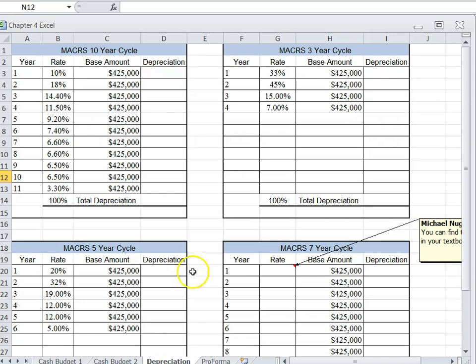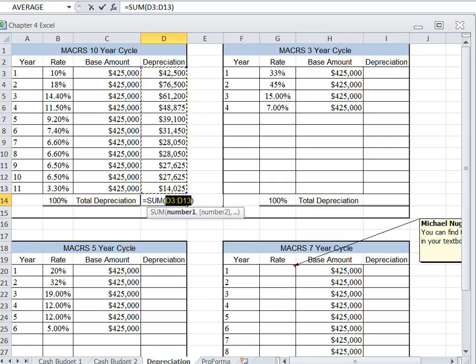Okay, so let's move on to depreciation. Depreciation is another tab in this spreadsheet. And here basically I give you the asset, here's the base amount, and you have to calculate depreciation. So it's very simple. You just take the base amount and you multiply it by the rate. And you can just pull this number down. And for total depreciation, you just want to make a sum of that column. And this should equal 100%, and this should be the full base amount.